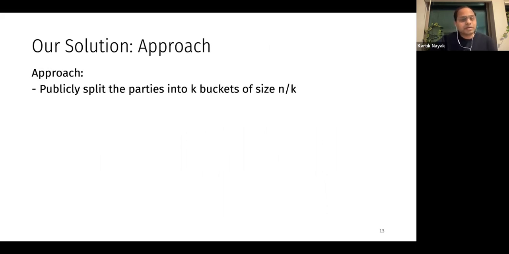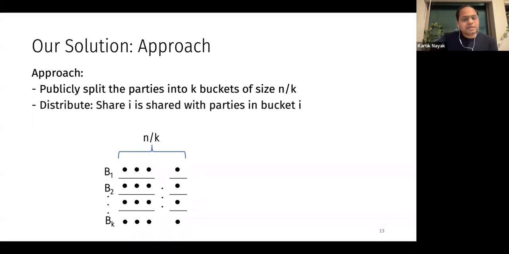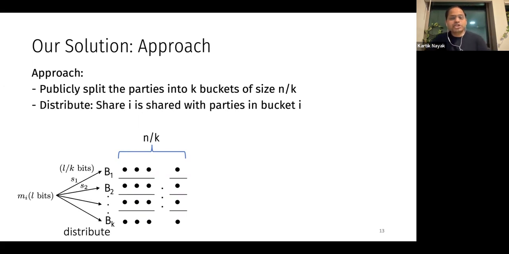We publicly split all of the parties into kappa different buckets, each of size n over kappa. In this grid, the grid represents all of the n parties. Each of these rows represents one of kappa different buckets, B1 to B kappa, and each bucket has size n over kappa. In the distribute phase, we require share i to be shared with parties in bucket i. So we're splitting the message into kappa different shares, S1 to S kappa, and each share Si is being shared with all parties in bucket Bi.